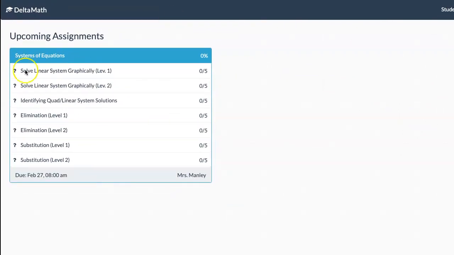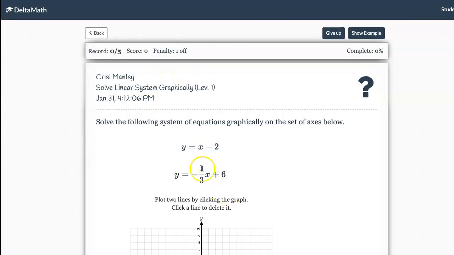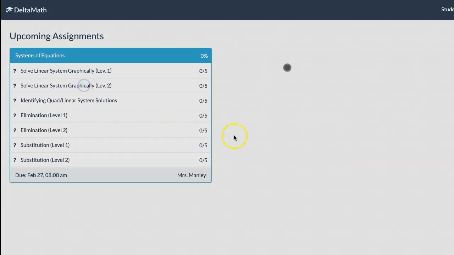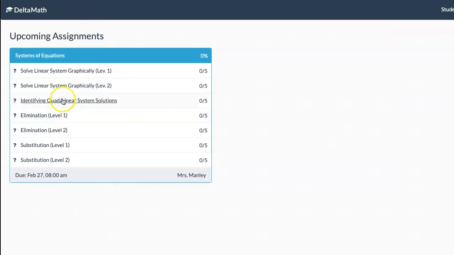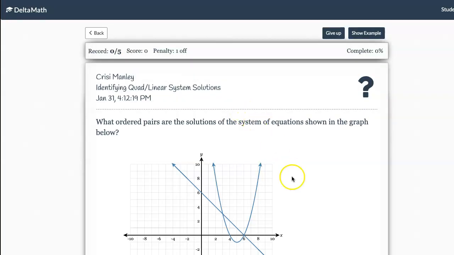And today I want you to work on the first 3 assignments. Solve linear systems graphically level 1, which is going to be like what we were just doing today. They're already in slope-intercept form. Level 2, you're going to have to change some of them to slope-intercept form. So get y by itself. And then on 3, you're going to be looking at ones that are linear and quadratic and identifying those solutions.